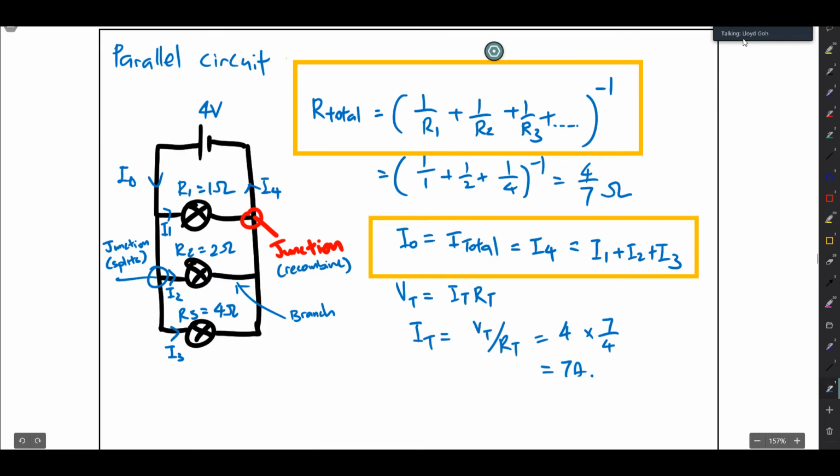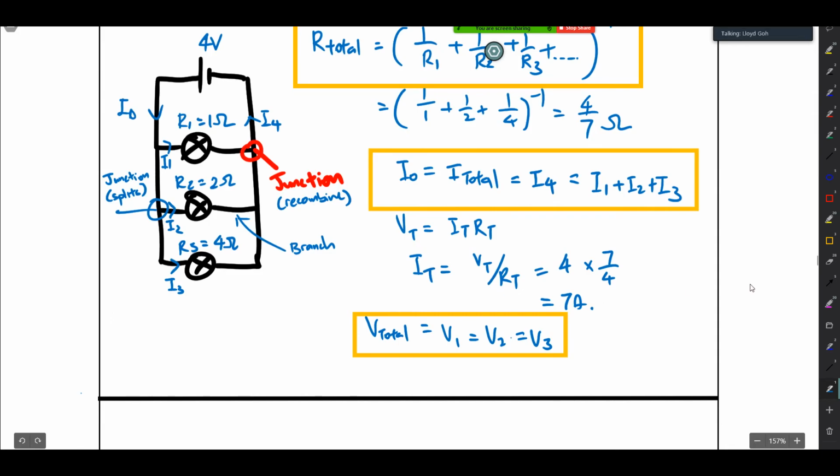Okay, now first thing first, the last thing I need to mention is what is the potential difference across every branch. For a parallel circuit, you need to know that the EMF, no, I wouldn't write EMF, I'll write V total. V total is equal to V1, which is also equal to V2, which is also equal to V3. For a parallel circuit, this is true, that the potential difference across every branch is the same.